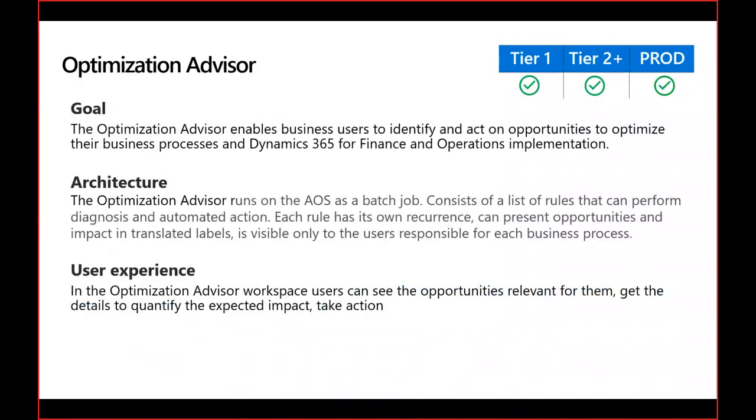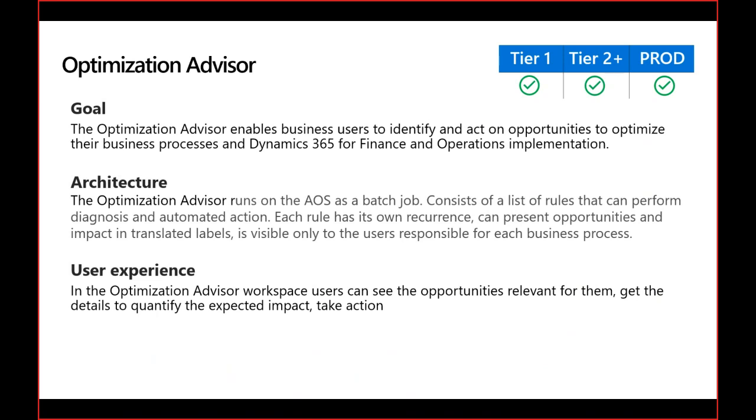And the last tool I would like to highlight is the Optimization Advisor. It's a little bit different from the previous one. This is more towards business users, and this tool is also inside Dynamics 365 Finance and Operations. It is typically used to identify and act on opportunities to optimize business processes.